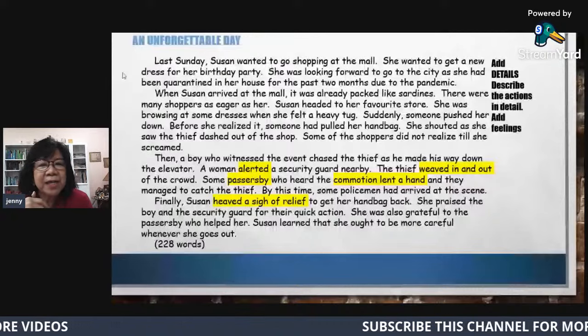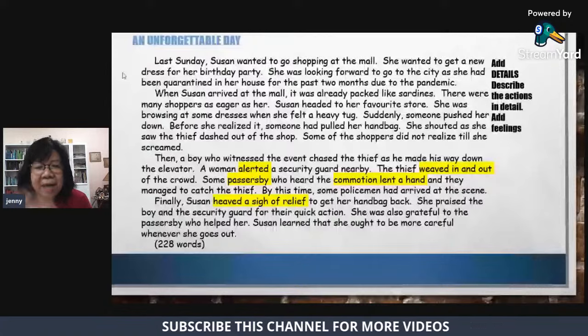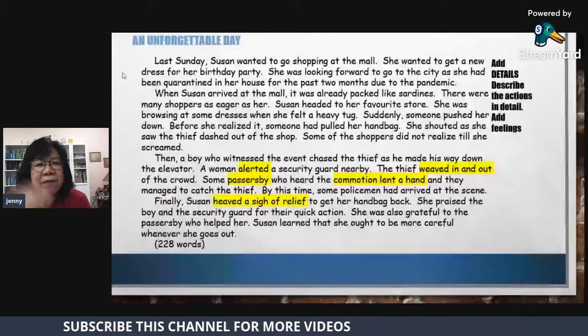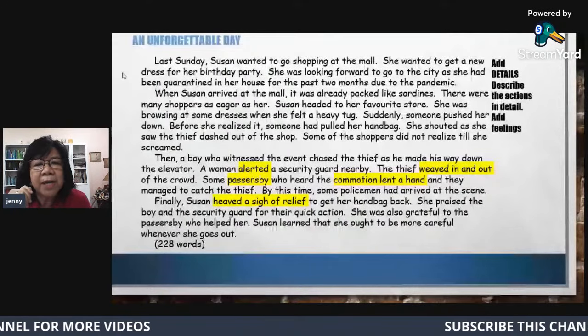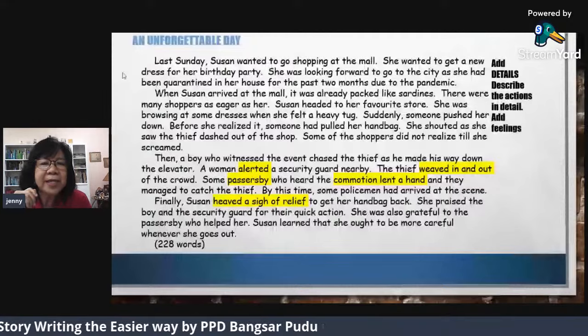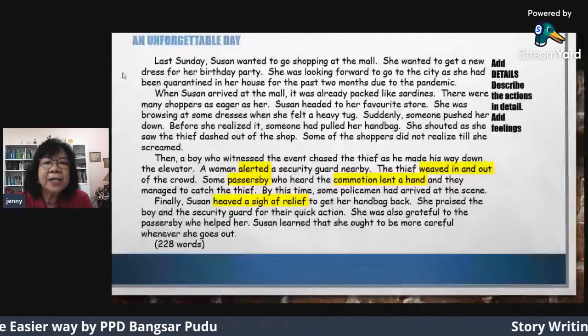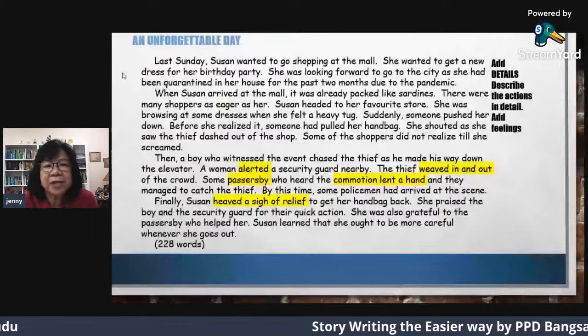Okay, when Susan arrived at the mall, so you can put the name of the mall earlier just now. If you don't want, it's still fine. When Susan arrived at the mall, it was already packed like sardines. There were many shoppers as eager as her. Susan headed to her favorite store. Okay, she wanted to buy a dress, remember?